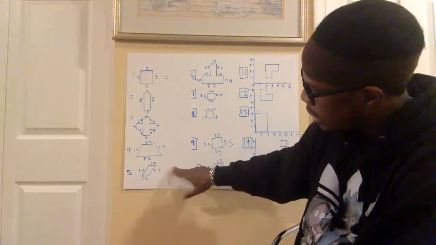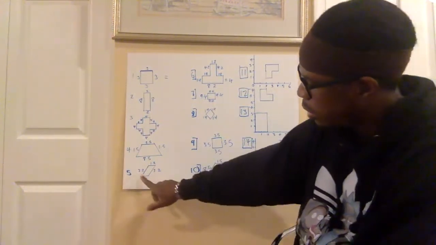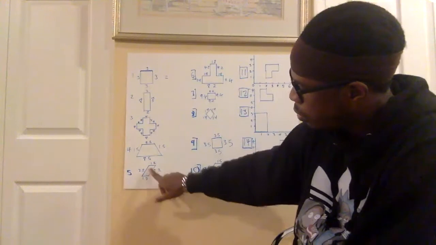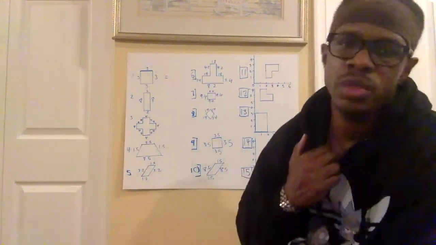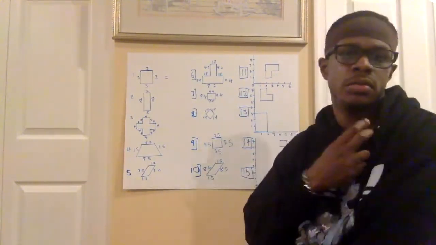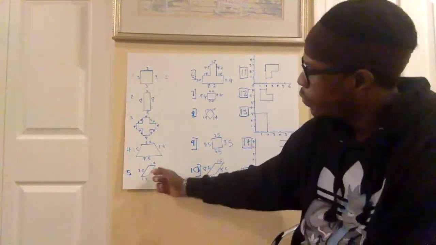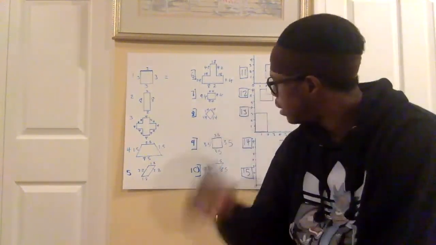So I know that it's 8, and then a decimal point, and then we're going to add 3 plus 3 plus 1 plus 1, which is going to also give us 8. So I know that number 5 should be 8.8.